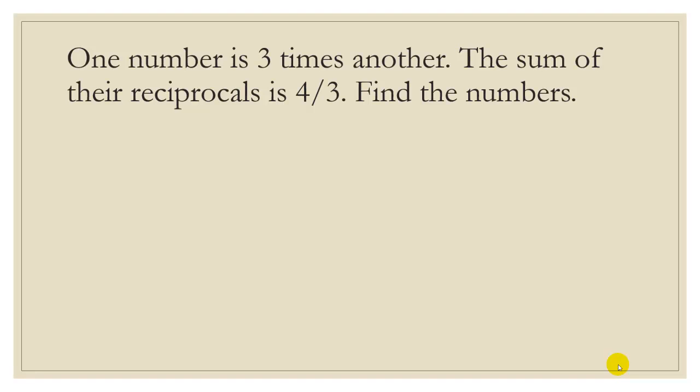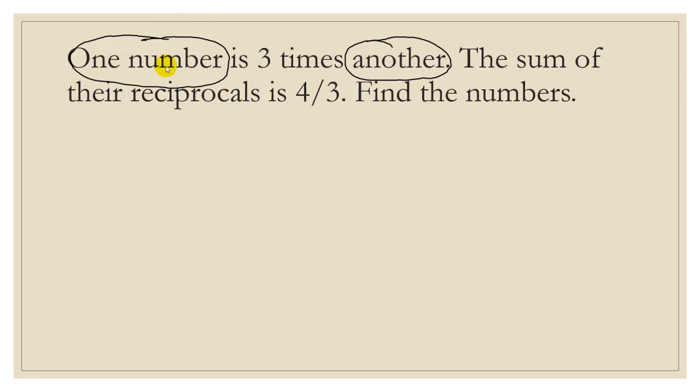So we have here that one number is 3 times another. The sum of their reciprocals is 4/3. So we just have to find the numbers. So going through this, we see we have one number, let me circle that, is 3 times another number.